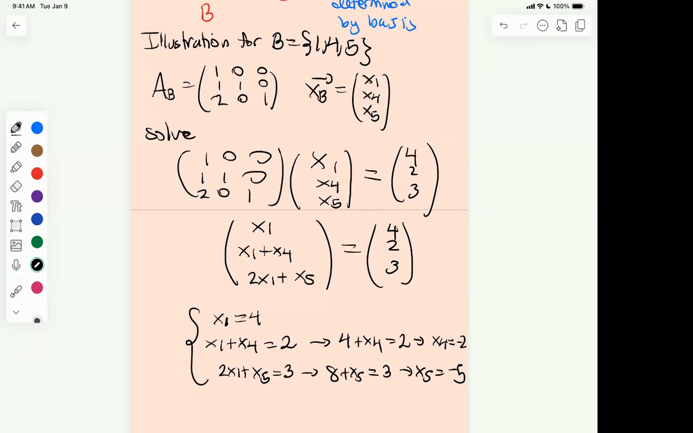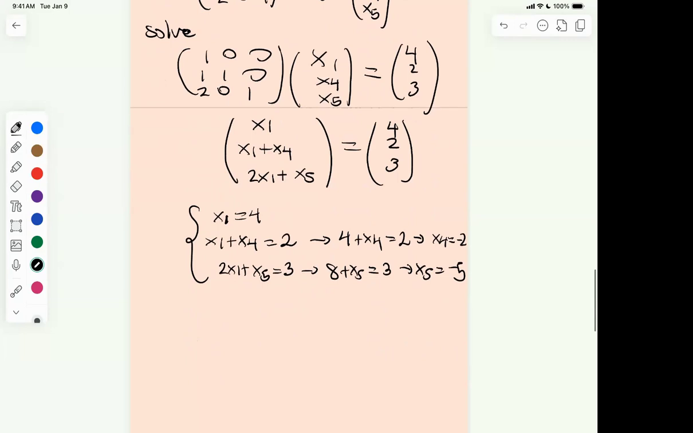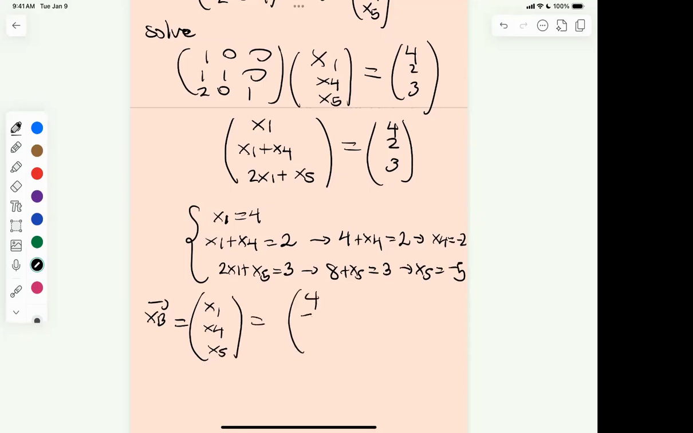So in this case, the vector I'm calling xb would be x1, x4, x5, and we just found that that would be 4, -2, -5. Is that making sense? So far, so good? Up to this point, questions?